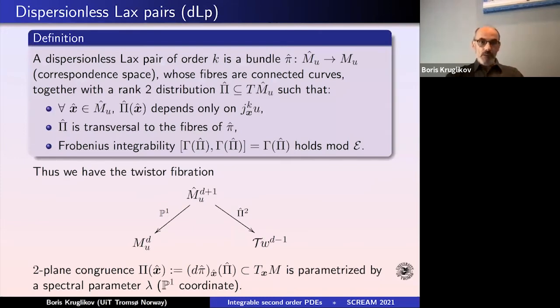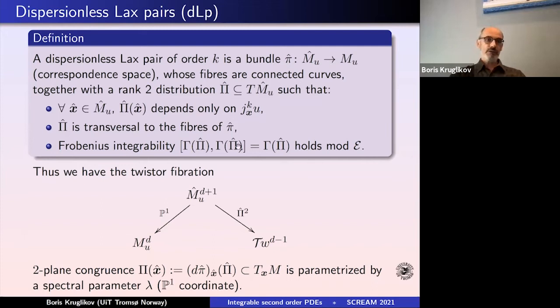Okay, so I would like to say something about integrability. A dispersionless Lax pair is a bundle, first of all, a rank one bundle over our original base M, well, actually, over the solution, right? So the solution is a d-dimensional manifold, so this has dimension d plus one. The fibers are connected curves, usually considered rational, but in principle can be any. And on this total space, which is called the correspondence space, there is a rank two distribution such that, at every point of the correspondence space, the value of the distribution depends on a finite jet of the solution. That's a kind of locality of the Lax pair. Then the distribution has to be transversal to the fiber of the projection.